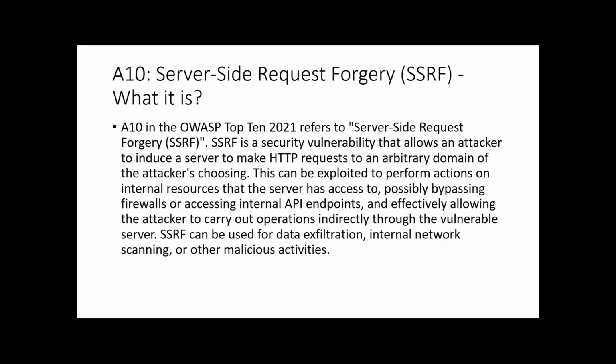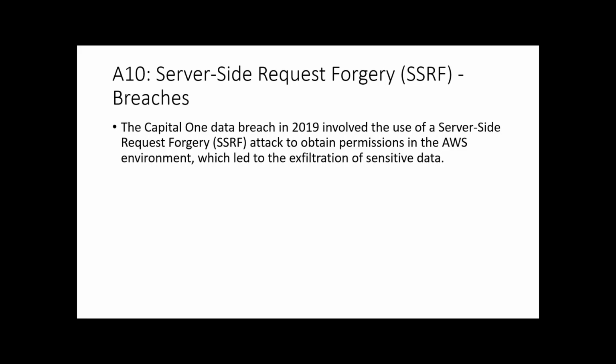Then server-side request forgery is another thing. In this, whenever your site is calling something from another site, the hacker can change that URL and use it for their own benefit. There is a very popular incident which happened with Capital One, where this server-side request forgery attack happened, and since they are using an AWS environment, that led to the exposure of the sensitive data.